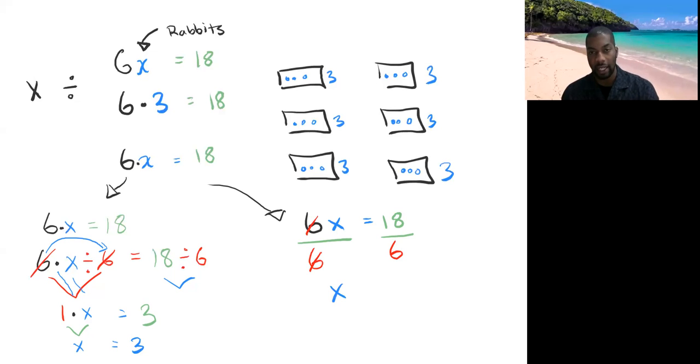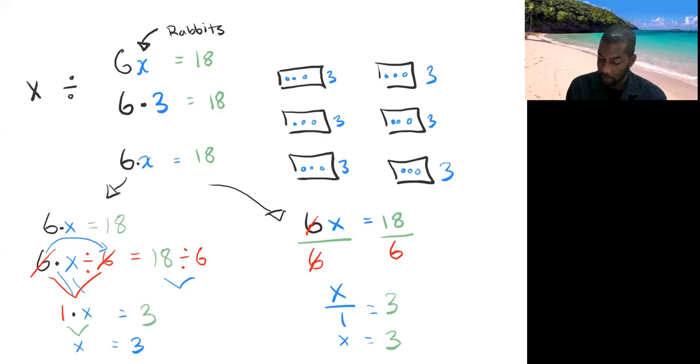You don't need to write the line again, because technically it's x over 1, or x divided by 1, but anything divided by 1 is just itself. So we skip that step, and we go straight to x equals 18 divided by 6 is 3. X equals 3. X over 1 is the same thing as x divided by 1, but anything divided by 1 is just itself. So in this case, x divided by 1 is x.